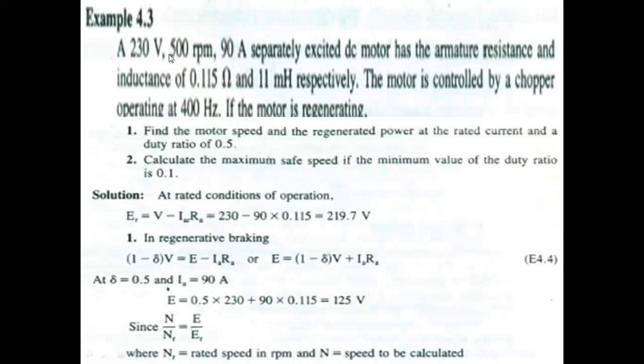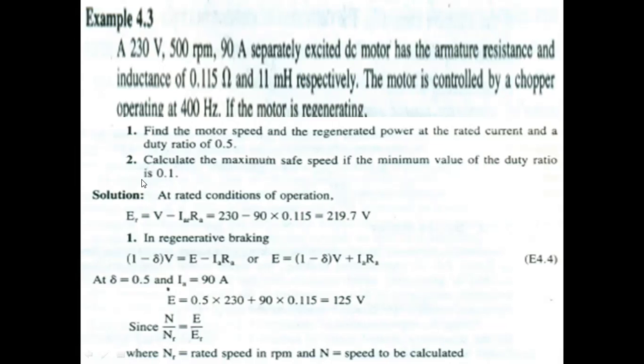A 230 volts, 500 RPM, 90 amperes separately excited DC motor has an armature resistance and inductance of 0.115 ohms and 11 millihenries respectively. The motor is controlled by a chopper operating at 400 Hz. If the motor is regenerating, find the motor speed and the generated power at the rated current and a duty ratio of 0.5. Calculate the maximum safe speed if the minimum value of the duty ratio is 0.1.